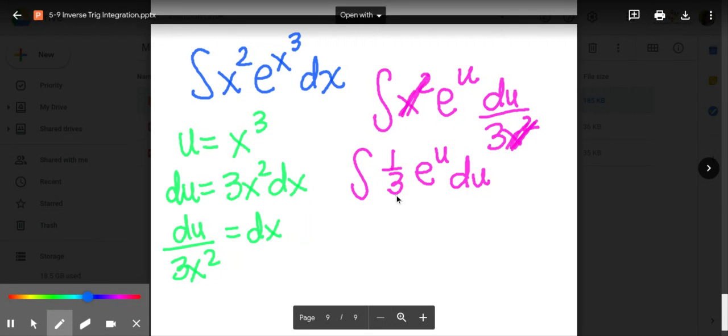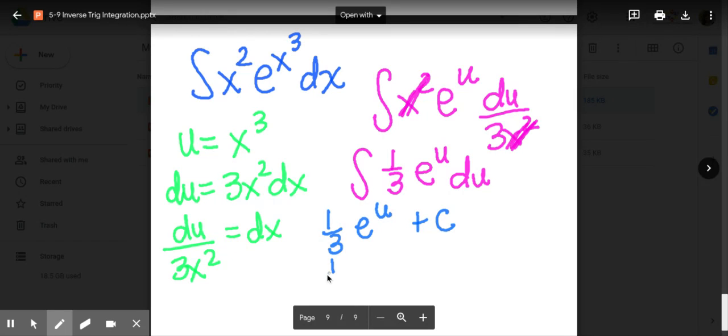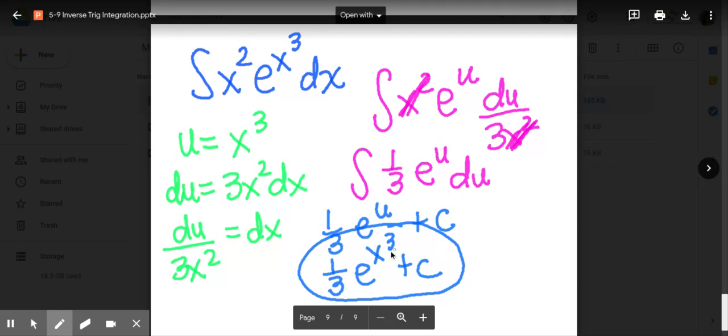So now I'm going to do the antiderivative. So my antiderivative, I keep my coefficient. The antiderivative of e to the u is e to the u, and then I put a plus c. So now I substitute my u back in. U was x cubed, so it's e to the x cubed plus c. So there's my answer, 1/3 e to the x cubed plus c. So when you've got an e problem, you want to make your u substitution your exponent.